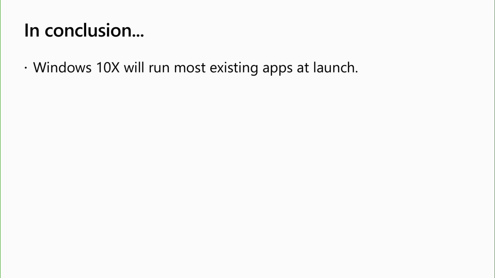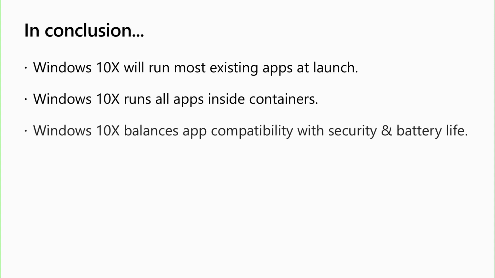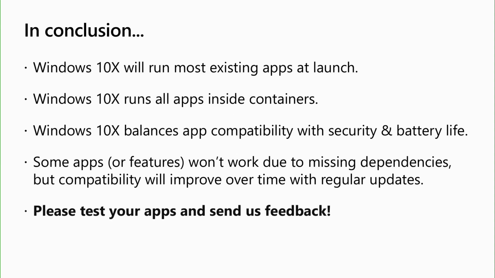So in conclusion, what we've talked about today in this video. First, Windows 10X will run most existing applications at launch. It will do that by running them inside containers, either the Win32 container, an MSIX container, or a native container. The reason Windows 10X uses containers is to balance application compatibility with the security and battery life goals of a modern device. Although most apps will run, some apps or features of apps won't work due to missing dependencies, but compatibility will improve over time with regular updates.